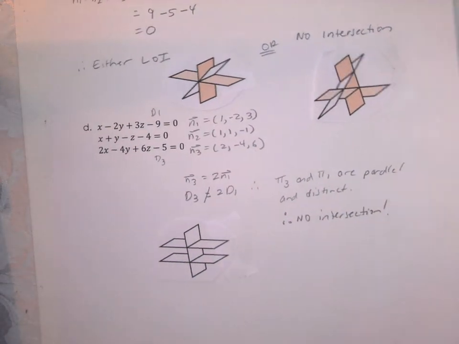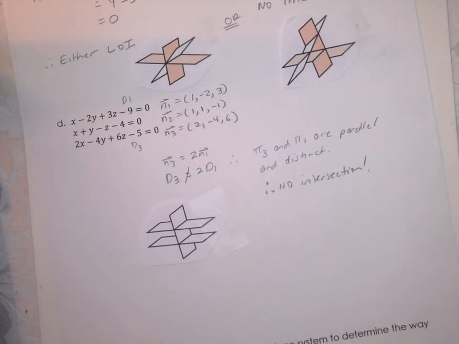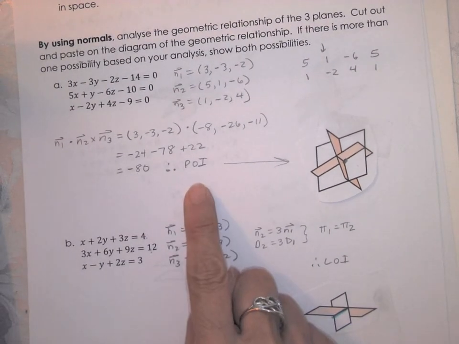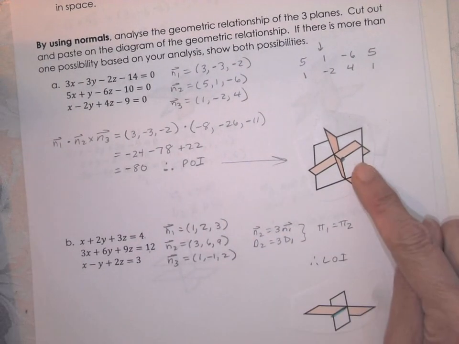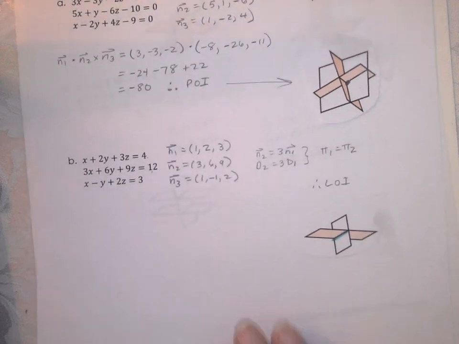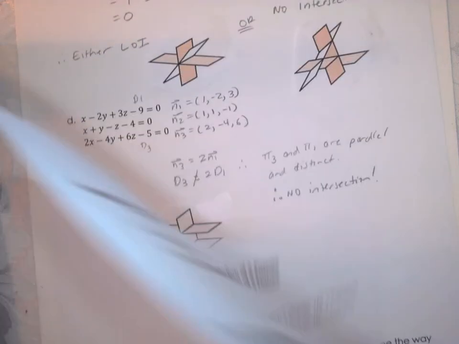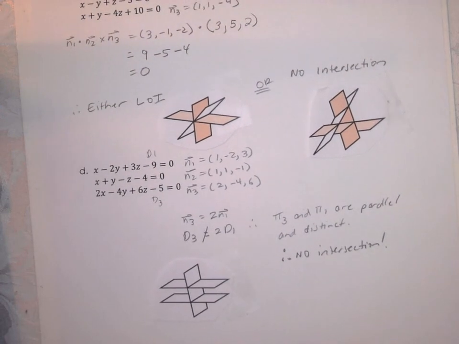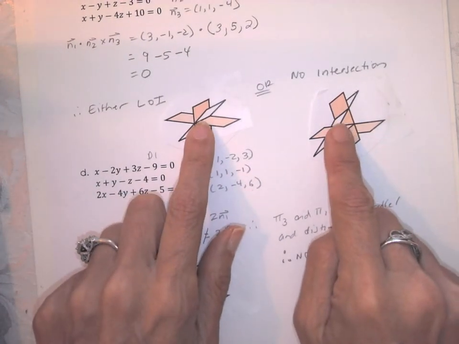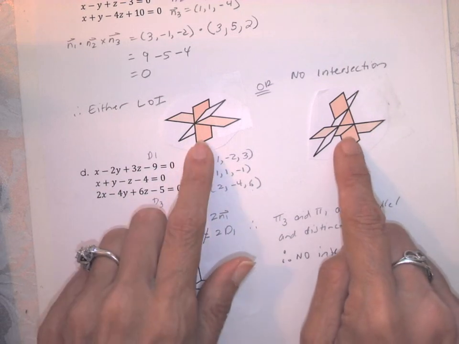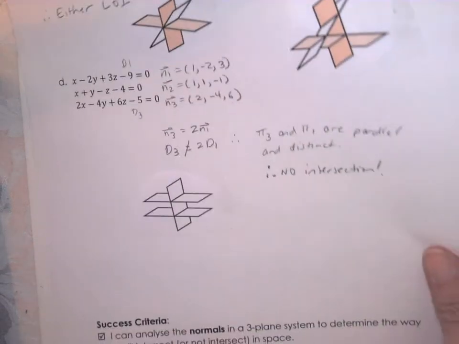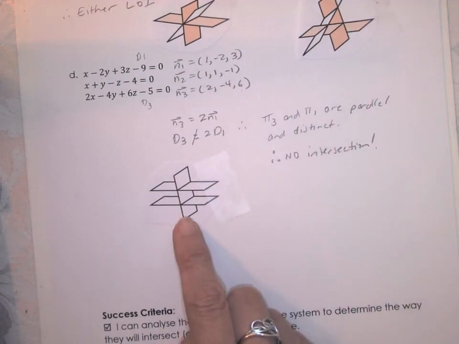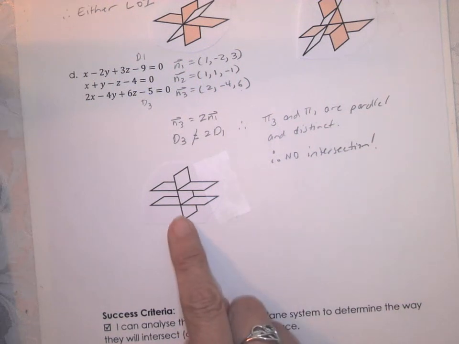So if we look back at the 4 that we've analyzed the normals for, the first one we got a point of intersection that we would have to use the matrix to find. And the second one we got a line of intersection, which we would use the matrix to find. The third one we got between 2, we got either a line of intersection or no intersection that we would have to use the matrix to find. And then for the fourth one, we got no intersection and we wouldn't need to go any further than the normal analysis.